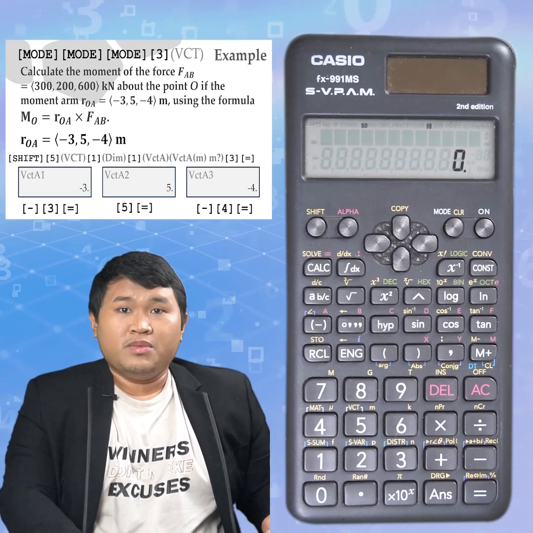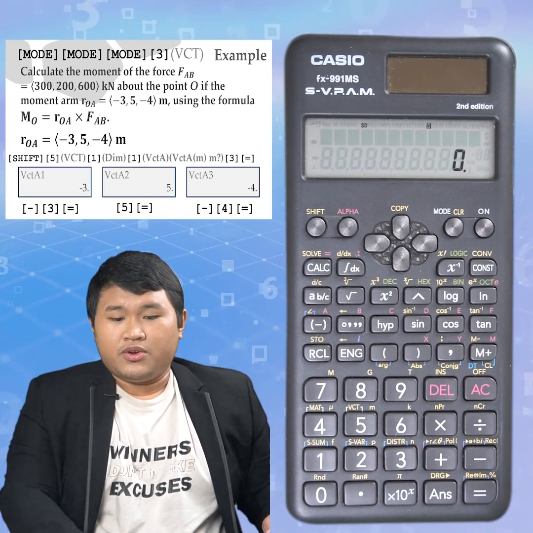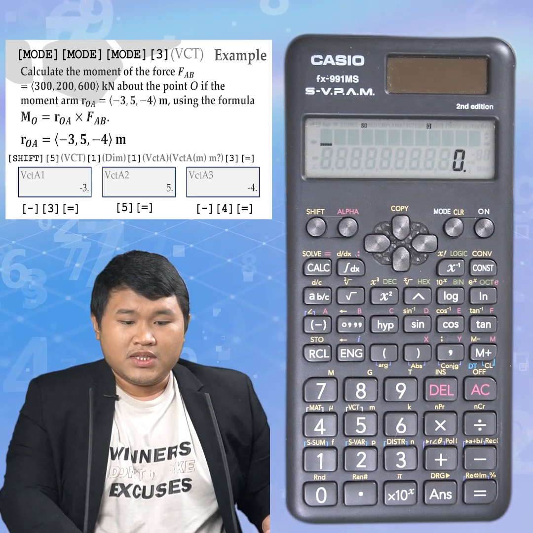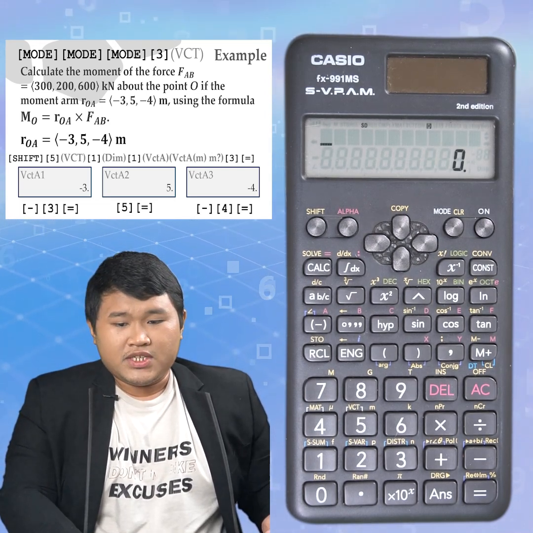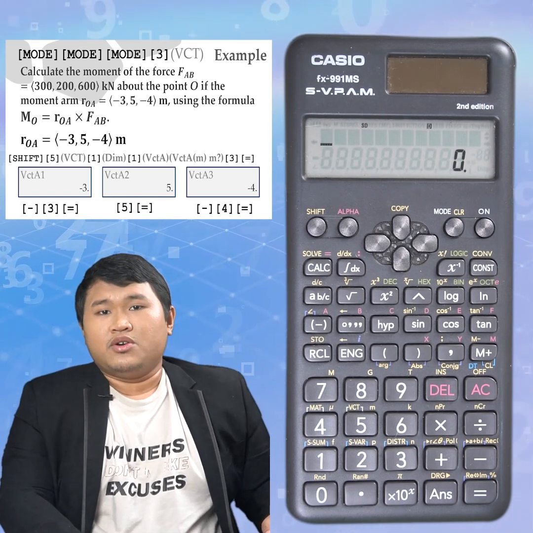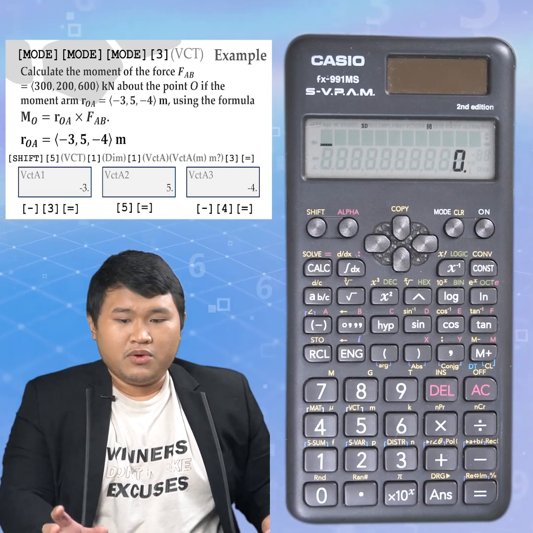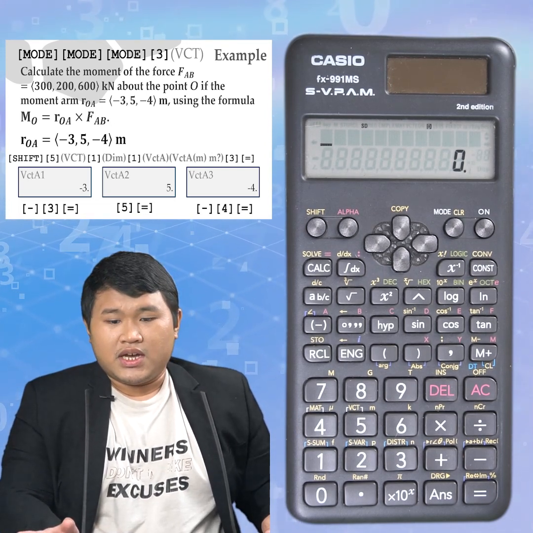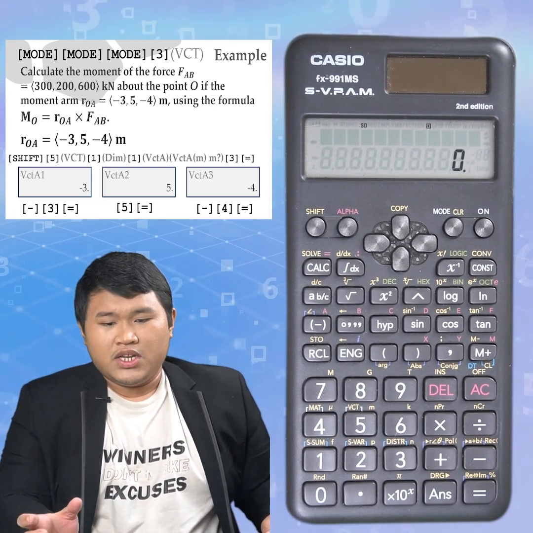So the formula for the moment about point O is the cross product of the radius vector R, or the moment arm, times the force AB, so R cross F, as we all know. First, let's enter the vector mode because the given values are vectors, and we know that vectors have components like this one and have magnitude and direction. So we all need those to be able to calculate this problem.